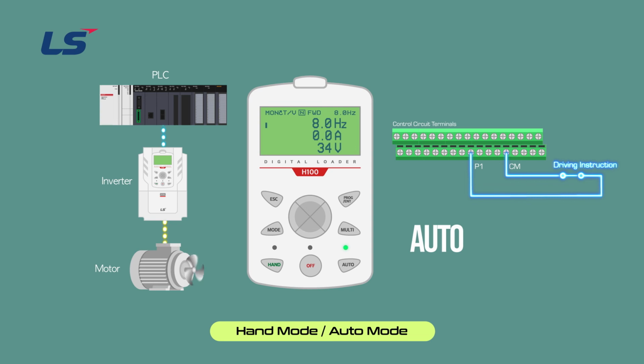If you change the mode while driving, the hand, auto, and off keys are disabled for safety. To change the mode, you must stop driving. When the P1 switch is turned off, the motor stops operating. So far, we've learned the basic setting methods and auto and hand modes of inverters. Thank you.